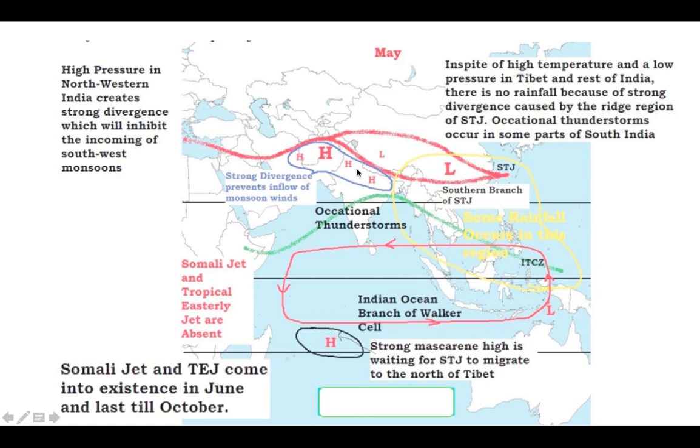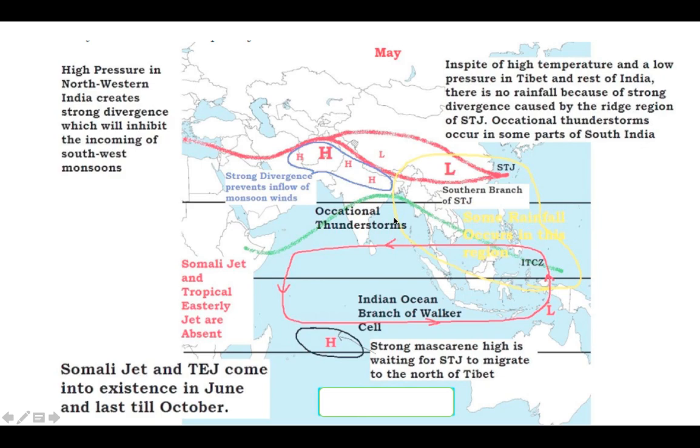Now you can see that this is the May situation. In May we have the Pamir Knot over here. The STJ has two arms which rejoin in eastern Asia. During the month of May we don't have any rainfall. It's a pre-monsoon time, right? At that point of time we have rainfall in the Andaman and Nicobar region.